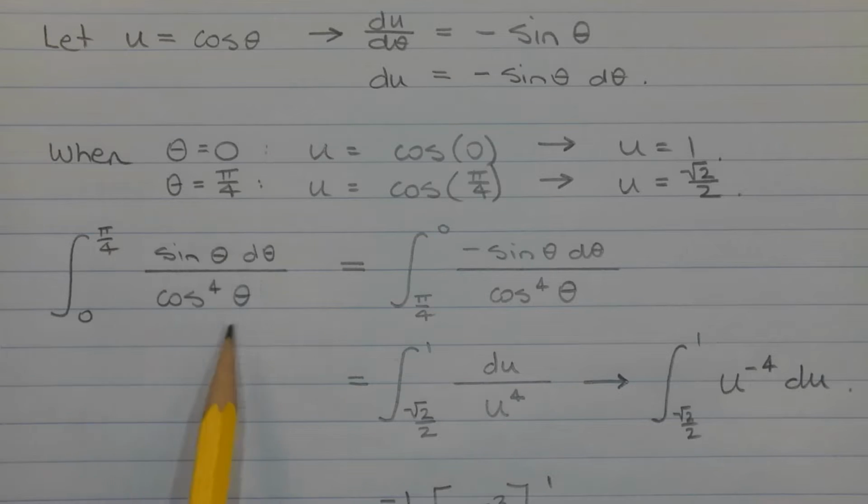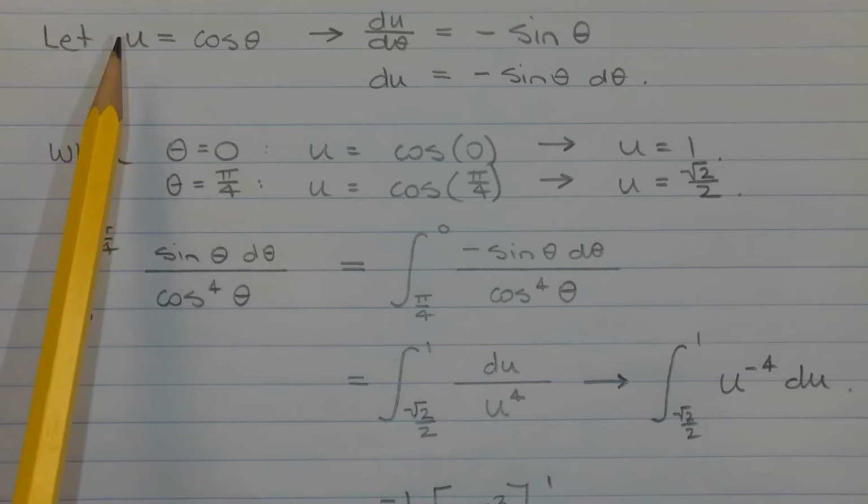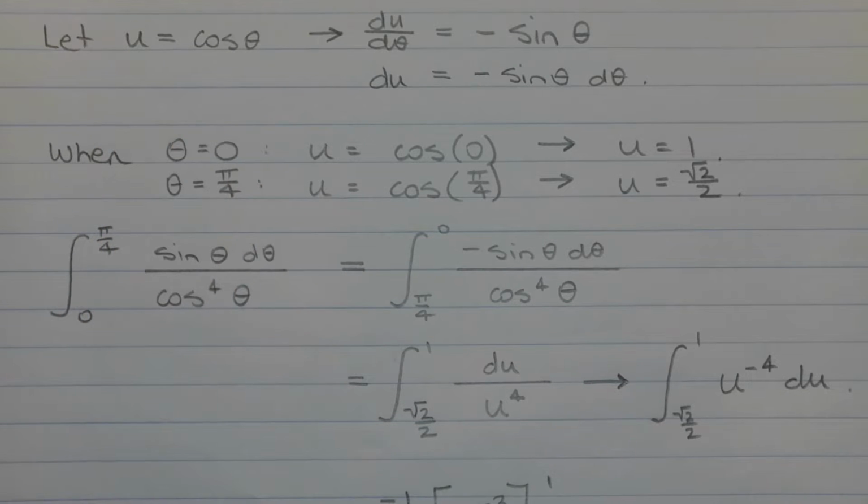So looking at the original integrand, we have sine theta in the numerator and cos to the power of 4 theta in the denominator. Now if we differentiate sine theta, we get cos theta, and if we differentiate cos theta, we get negative sine theta. So the substitution I'm going to use is u equals cos theta.